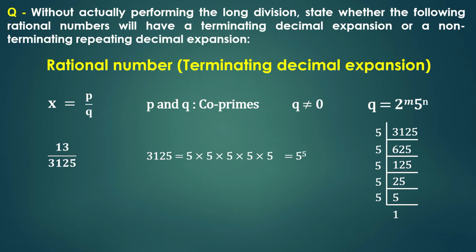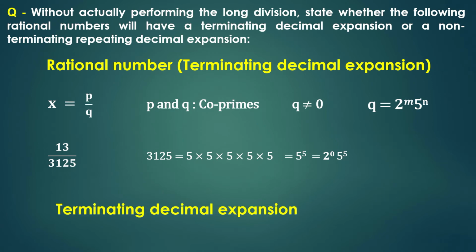Now 5 to the power 5 can also be represented as 2 to the power 0 into 5 to the power 5. We know that 2 to the power 0 is equal to 1, and it will not change the value of 5 to the power 5 when it is multiplied with it. We multiply 2 to the power 0 with 5 to the power 5 so that we can bring it in the form 2 to the power m into 5 to the power n. Since it is now in the form of 2 to the power m into 5 to the power n, we can conclude that 13 by 3125 is a terminating decimal expansion.